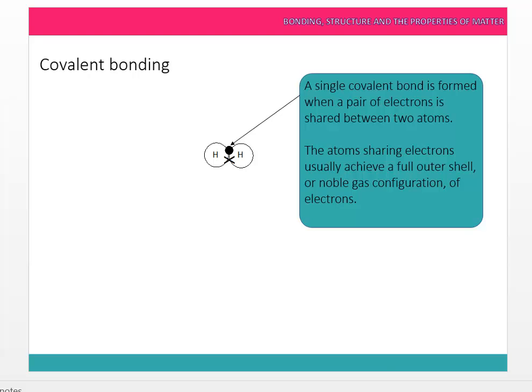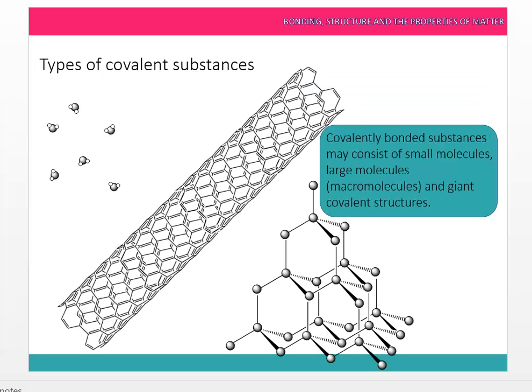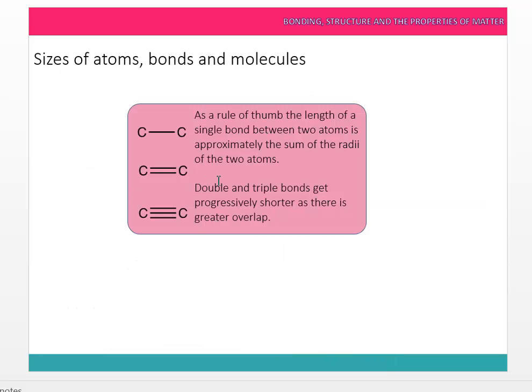Now, we have different types of covalently bonded structures or substances, and this one represents a water molecule. This is how we may represent a water molecule as a substance. On the other hand, I have diamond, and other examples of covalently bonded substances are gases, liquids, diamond, graphite, and others.